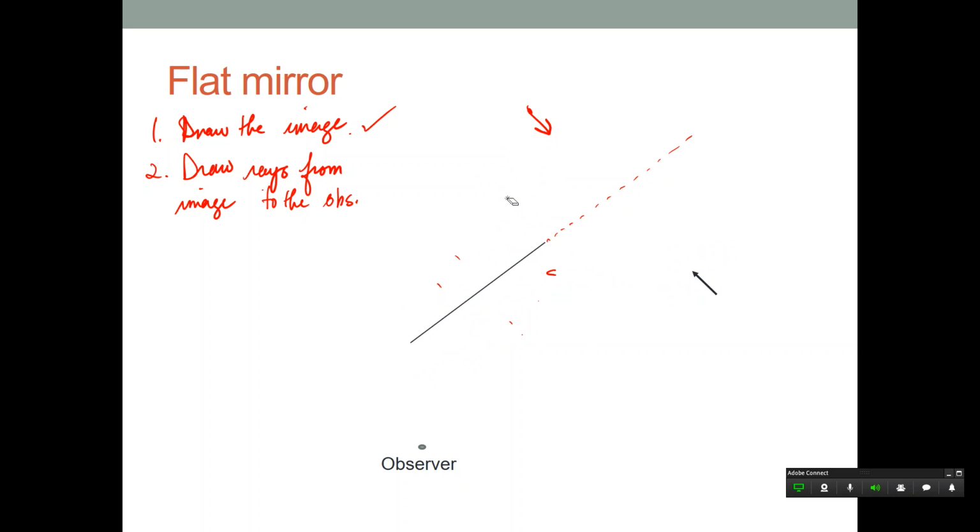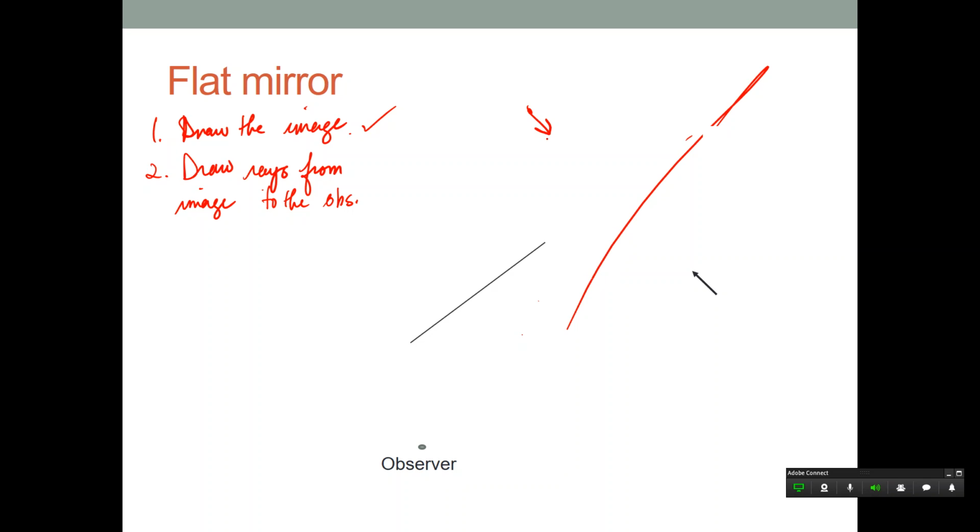All right, so all I have is my image now. That's going to take a second to erase. So now I have my image where it's supposed to be, and I have to draw the lines directly to the observer. There are two important points, the frontmost and the backmost, so we're going to draw one for each.